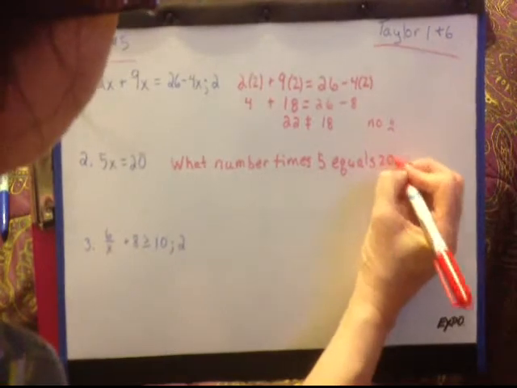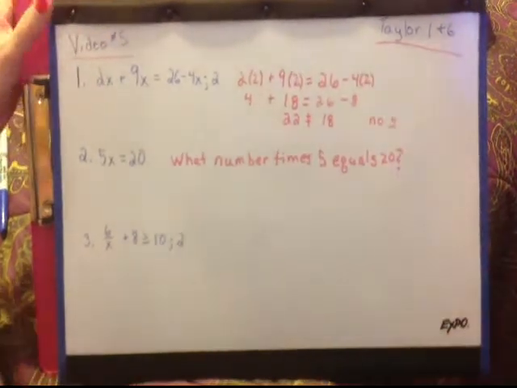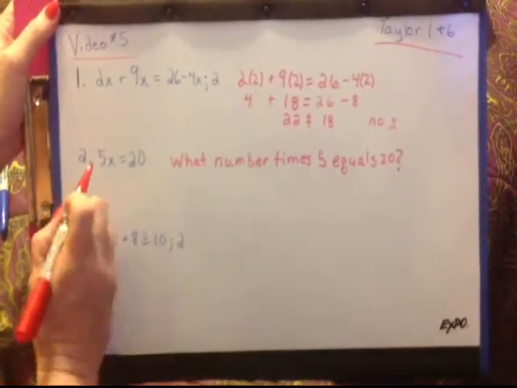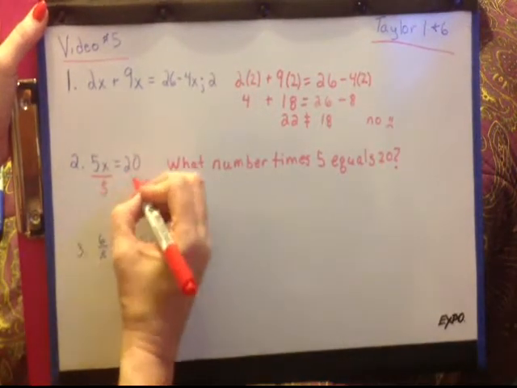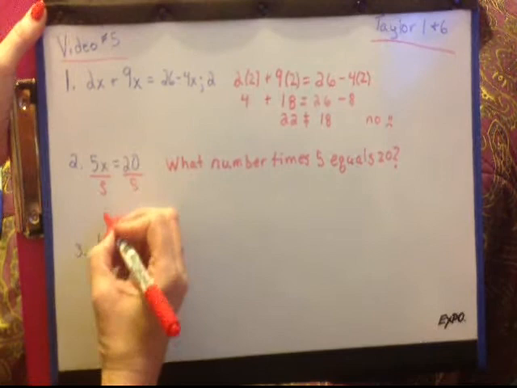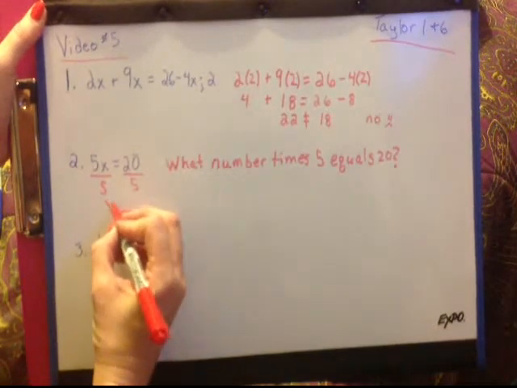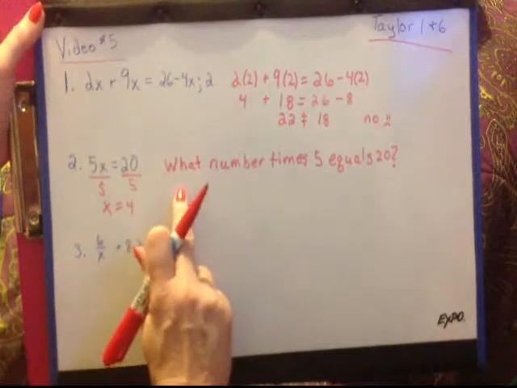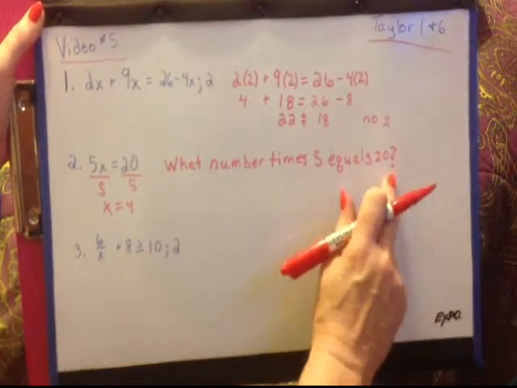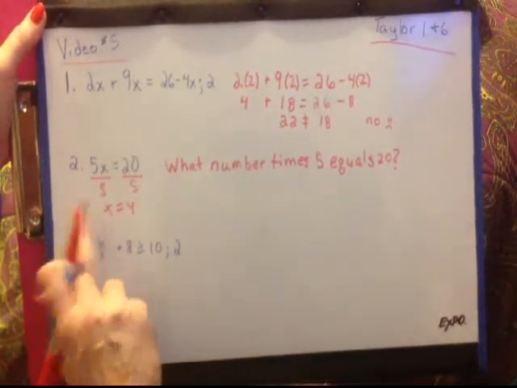Now these are very good exercises for you to do. So over here we're going to divide both sides by 5, and we will find that x equals 4. So the number times 5 that equals 20 is 4.